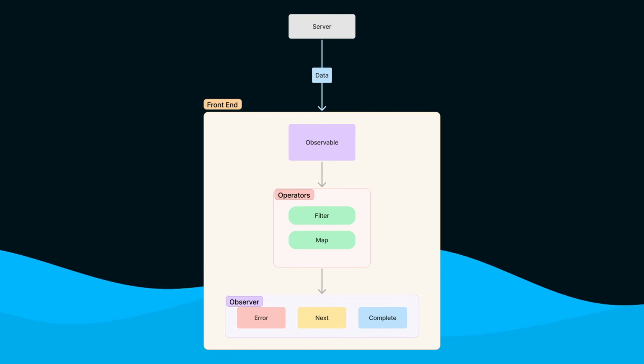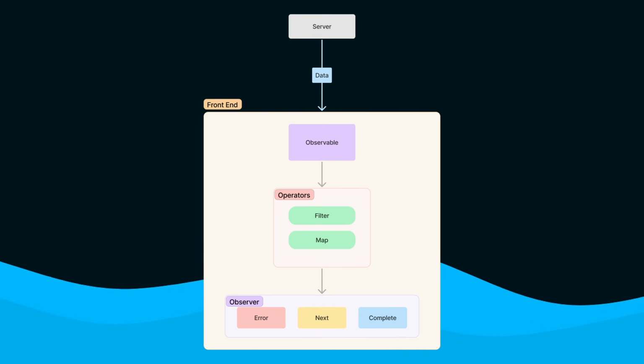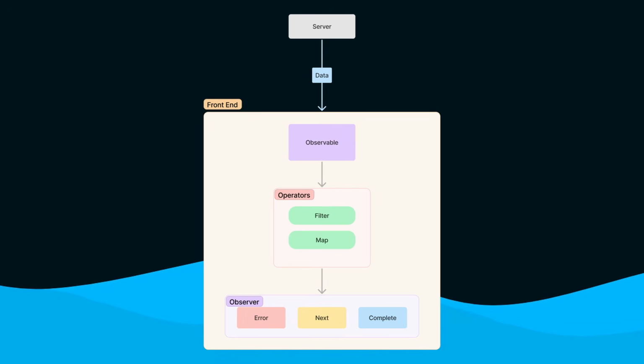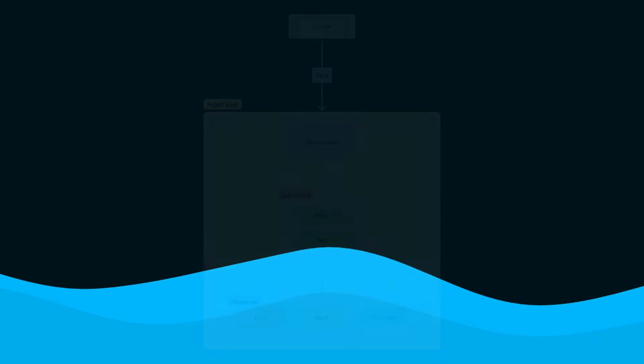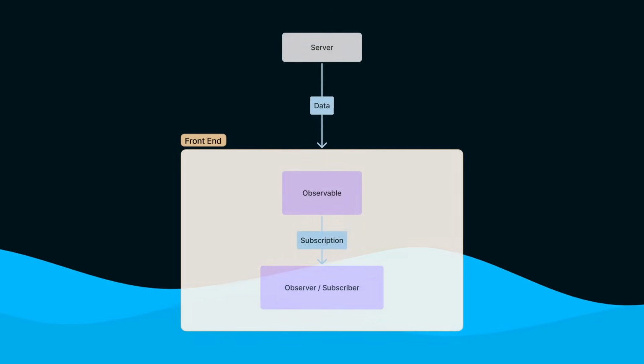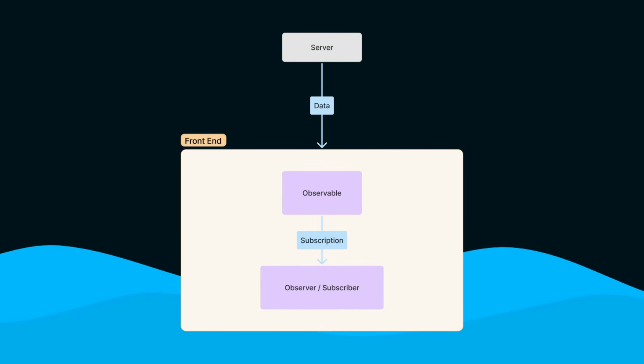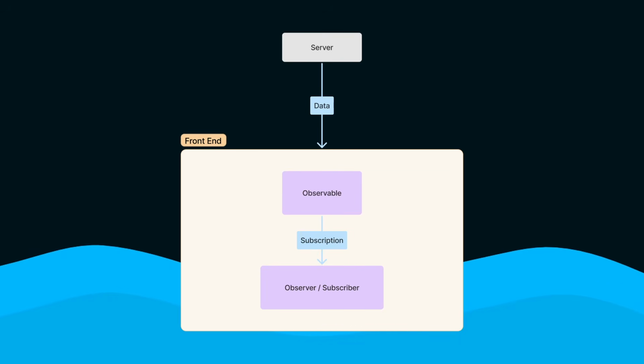This is why RxJS is considered to work on the reactive programming paradigm, since essentially it allows you to react to any changes in your data streams and act accordingly. Now, at its very core, RxJS is based on observables. Observables act like blueprints, and they essentially allow you to create a stream of data.